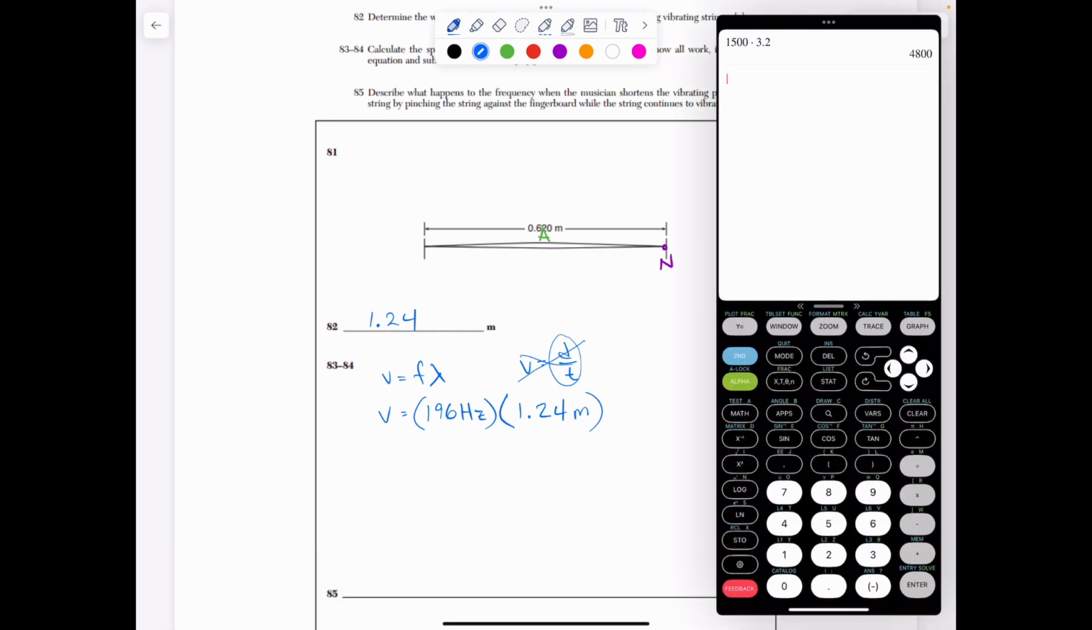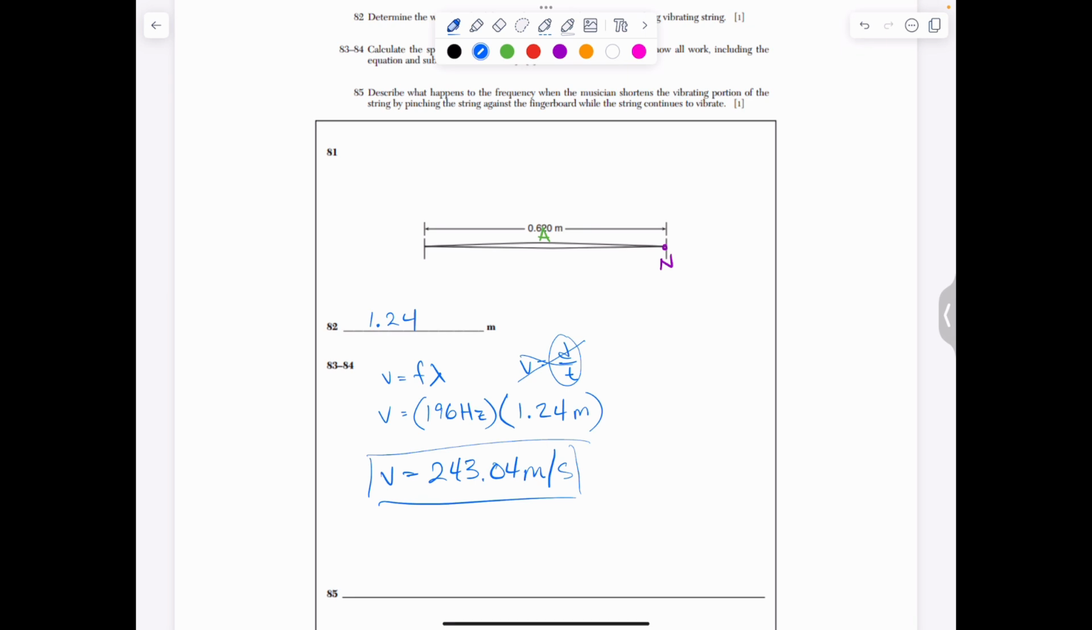And so we'll take our 1.24 times 196, and we get a speed of 243.04 meters per second. And there we go. Got our answer. Last question. Describe what happens to the frequency when the musician shortens the vibrating portion of the string by pinching the string against the fretboard while the string continues to vibrate. And so the frequency, okay, we have to say if it goes up or goes down or doesn't change, right? What happens to it?